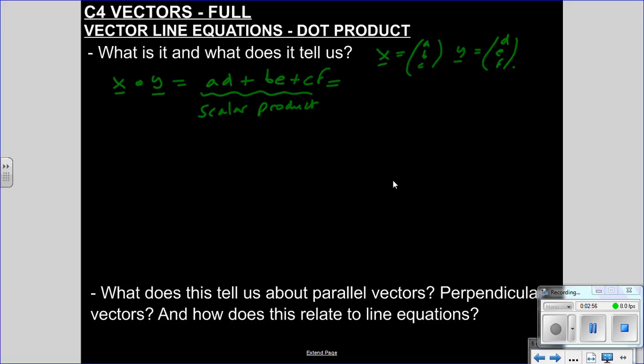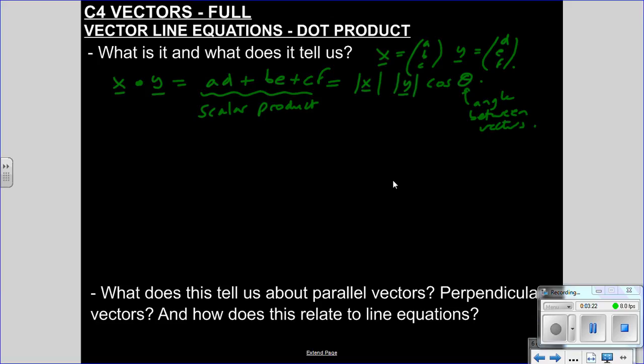There's a second definition for the dot product though, and the definition says that you have the magnitudes, so mod x times mod y, and then cos of the angle between them, so cos theta. So this theta here is the angle between the vectors. Okay, and we're going to talk about how that works in class.